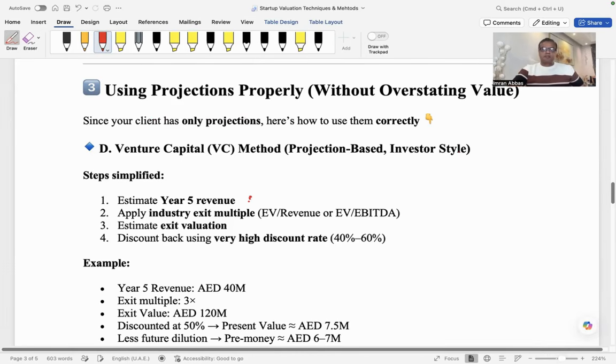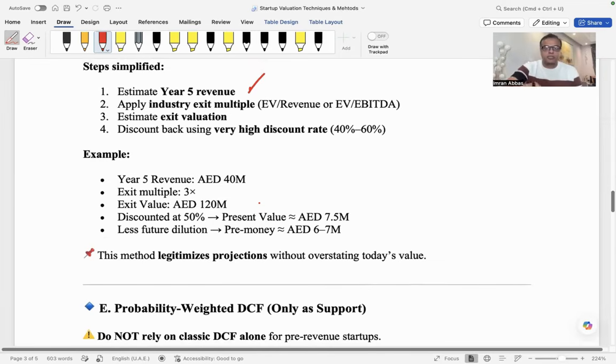First, estimate 5-year revenue, that's the first thing to do. Then apply the industry exit multiple. It means the VC method calculates, after 5 years, what would be the value of your company. And then you need to discount it back to today to get the pre-money valuation. And that would be the value of the company. And then you need to allocate accordingly with respect to your circumstances.